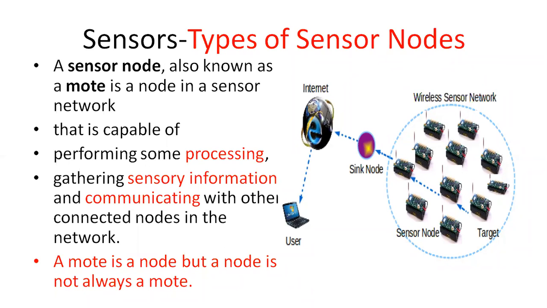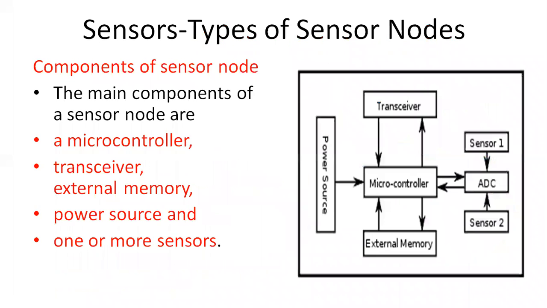Why? Because a mote is a sensor node, and the sensor node has some features. What are the features? Processing features, sensory information features, and communication features are there. But a node does not. That's why a mote is a node, but a node is not a mote.